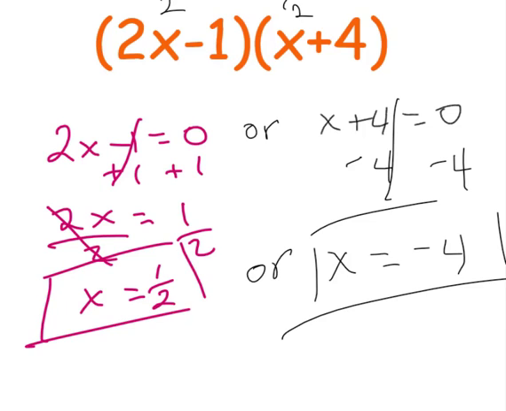Let's take negative 4. Negative 4, plug it in both of these. So negative 4, negative 4. So 2 times negative 4 is negative 8. Negative 8 minus 1 is negative 9. And here, negative 4 plus 4 equals 0. My final answer here is 0. So my final answers are half or negative 4.